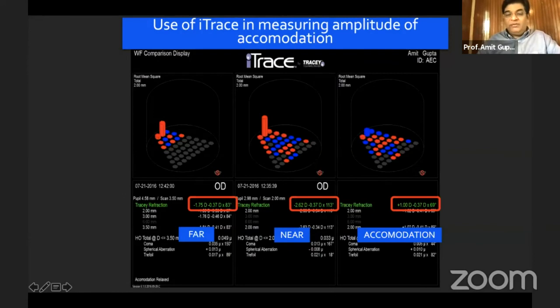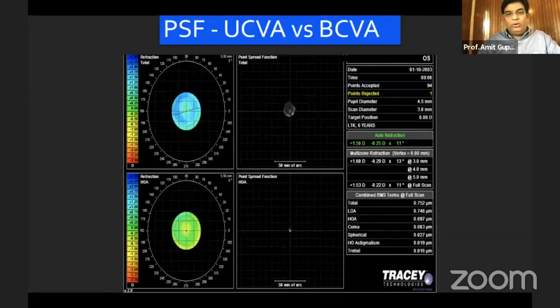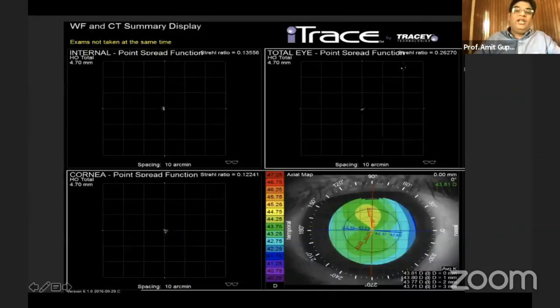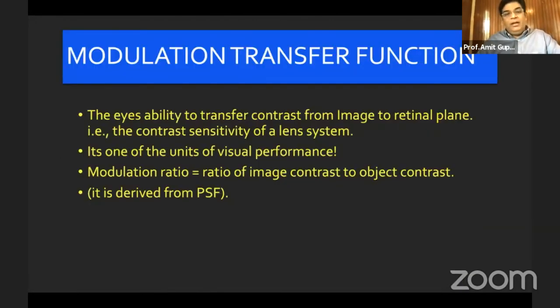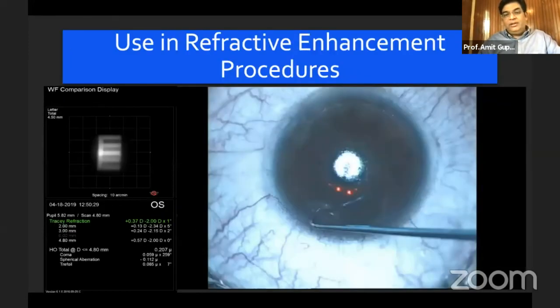So it's so simple to measure the actual accommodation. It also gives us functions like the point spread function and the Strehl ratio. Basically, what would a point of light look like on the retina? This is quantified on the basis of the Strehl ratio. So it's so easy for us to quantify how the patient is doing, including now the MTF. What is an MTF? It's a measure of contrast. So we have the object and we have the image on the retina. The actual object-to-image contrast is measured by using the modulation transfer function, and it's one of the important units of visual performance.